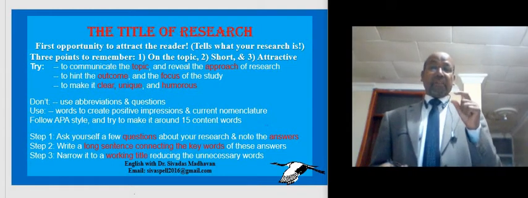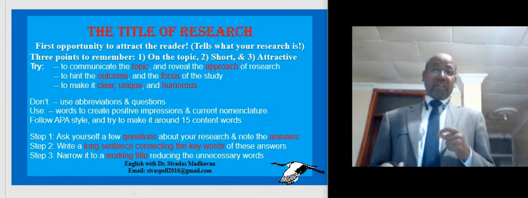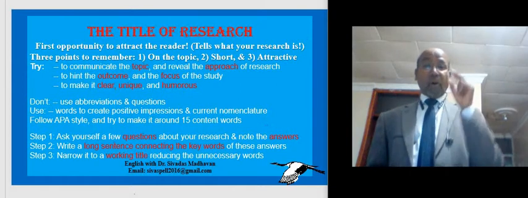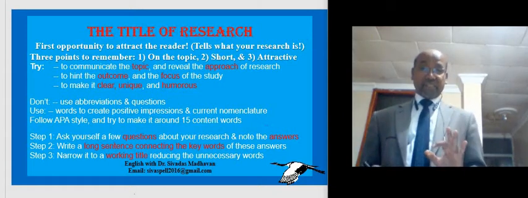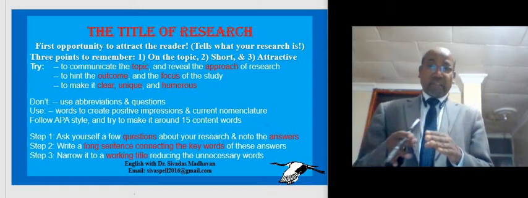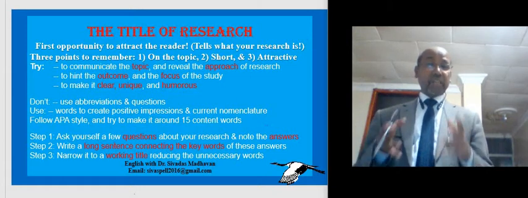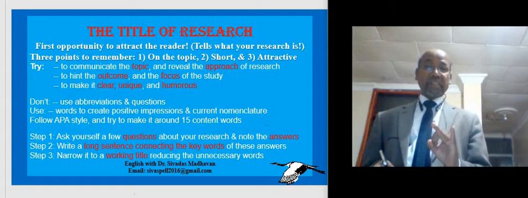And the most important rule about writing a research title is it must be short, on the topic, and attractive. So these 3 points, not only for research, for any writer, when you construct a title, you have to keep this in your mind. It must be short, on the point or on the topic, and attractive.